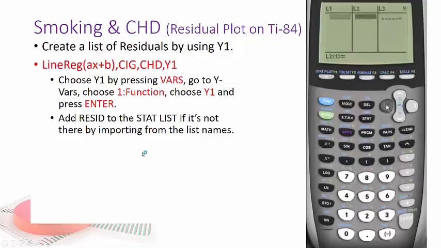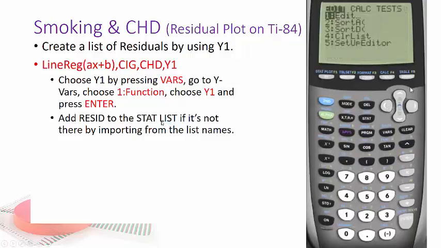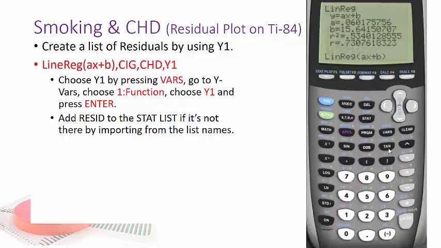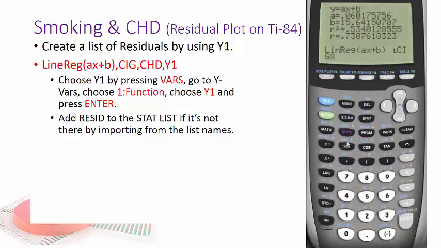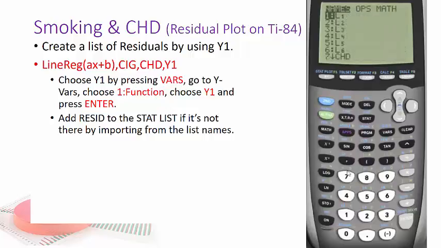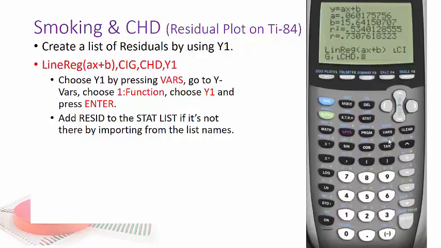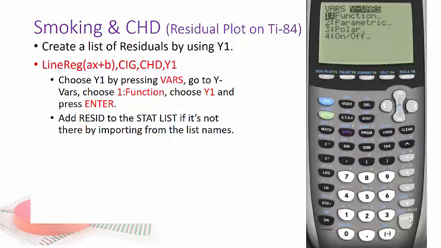I'm going to go ahead and first of all, I need to do the regression like I did before. This time, the only difference is I'm still going to have the cigarettes as my X, and I'm still going to have my Y. But now what I'm going to do is establish a function after the Y. So I'm going to hit comma here, then hit VARS, go to the Y-VARS and select Function, and then select Y1, and press enter.